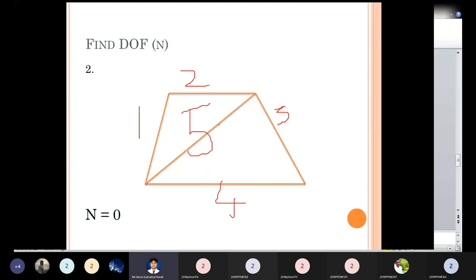1, 2, 3, 4, and 5. Okay, how many joints are there? What joint is this? Tell me. How many ternary joints and how many binary joints?